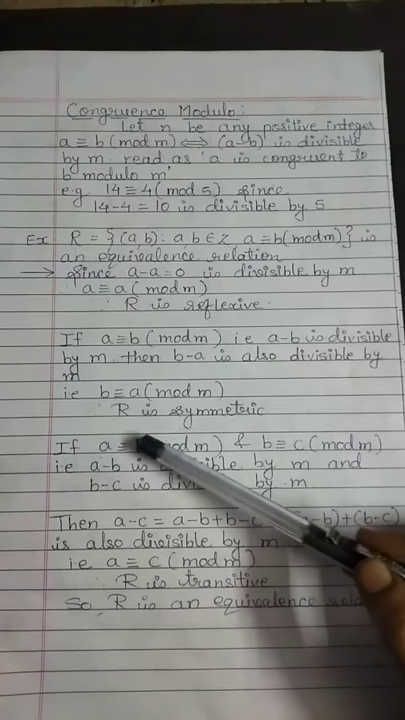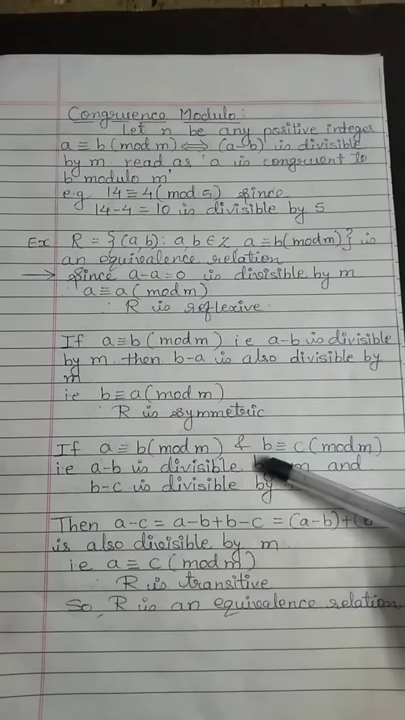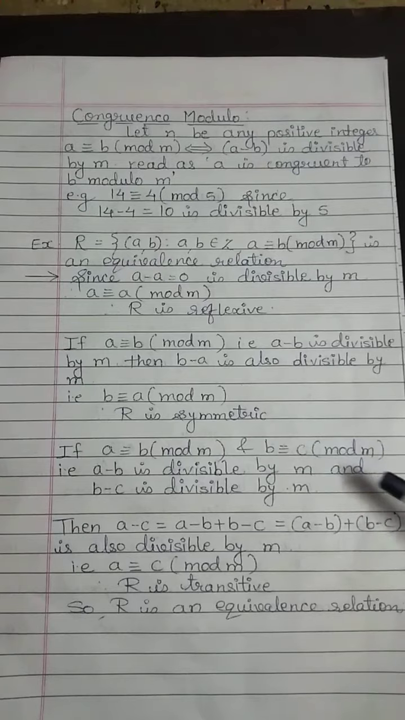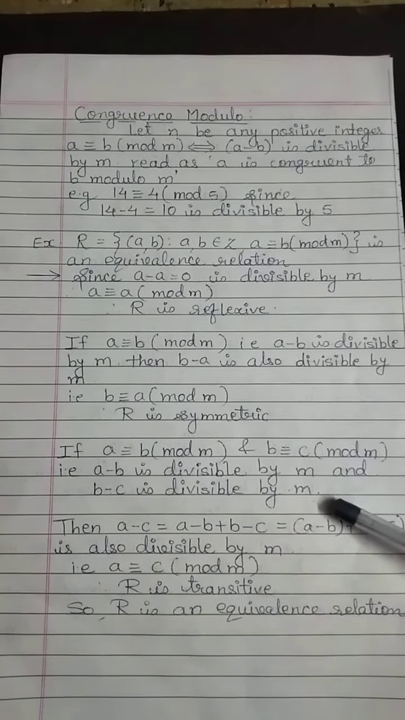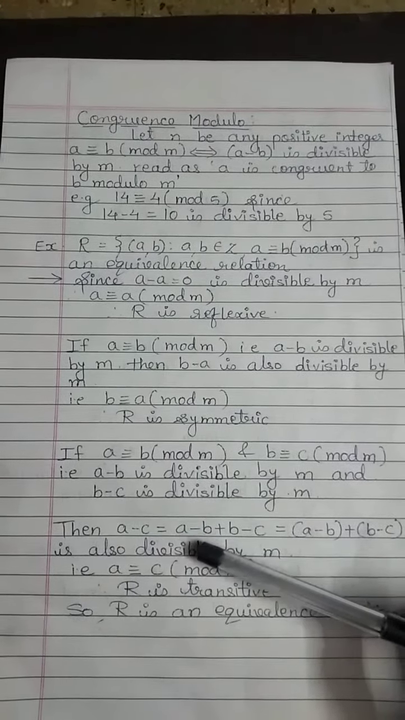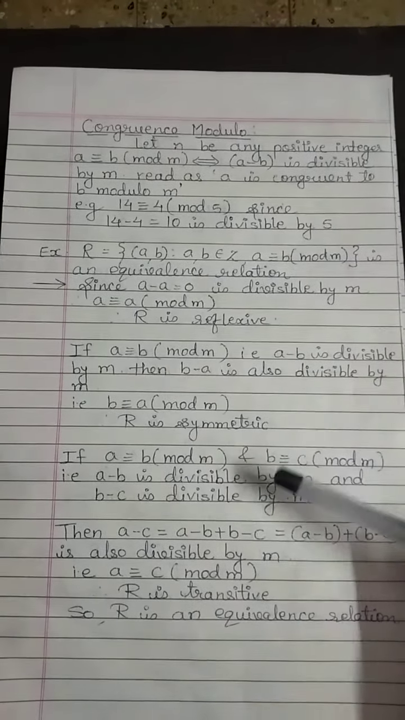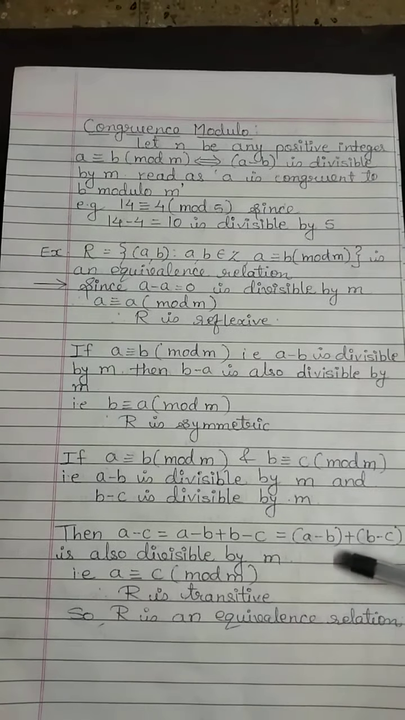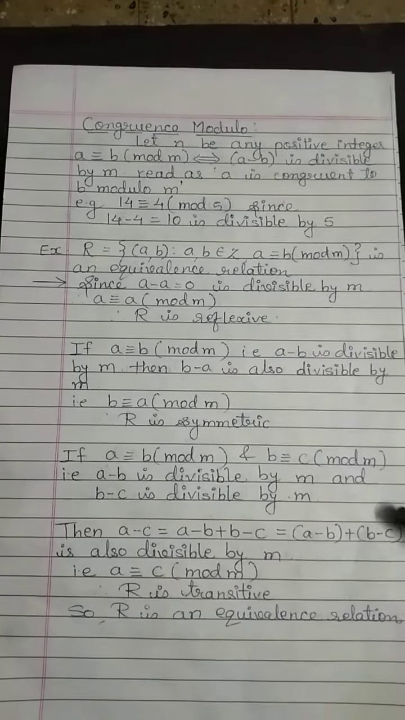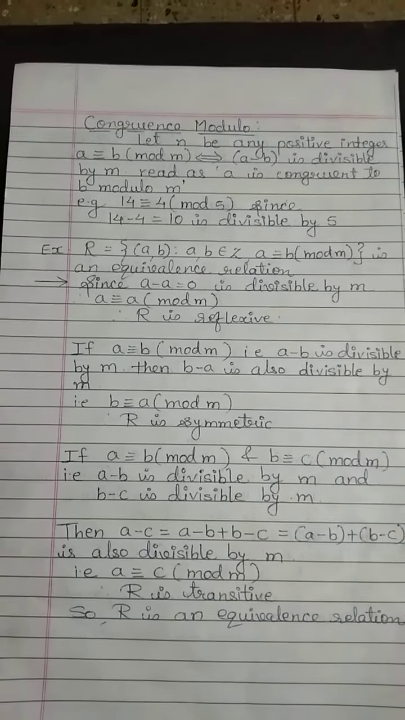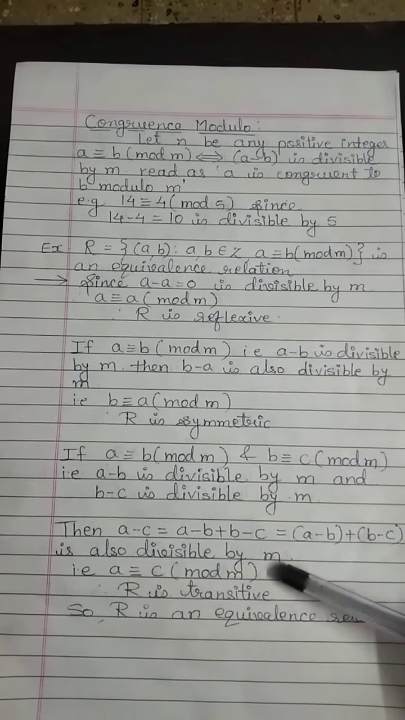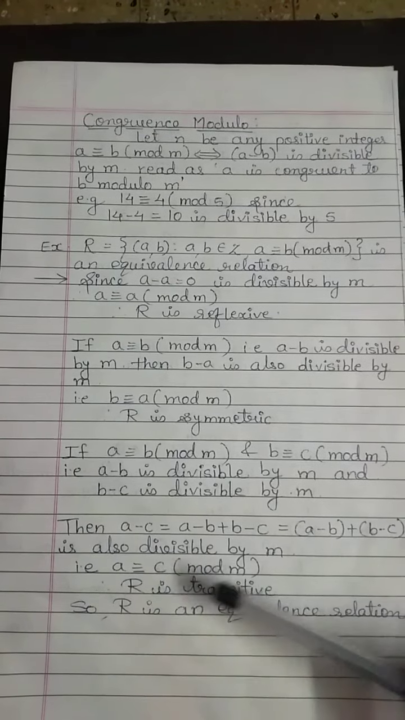If A is congruent to B modulo M and B is congruent to C modulo M, that is, A minus B is divisible by M and B minus C is divisible by M, then A minus C, which we can write as A minus B plus B minus C, adding and subtracting B, is also divisible by M. Since this term is divisible by M and this term is divisible by M, together they are divisible by M, and therefore A is congruent to C modulo M. So R is transitive.